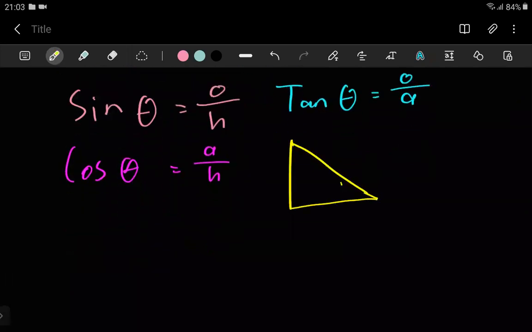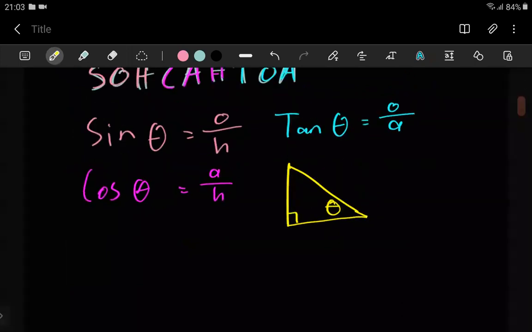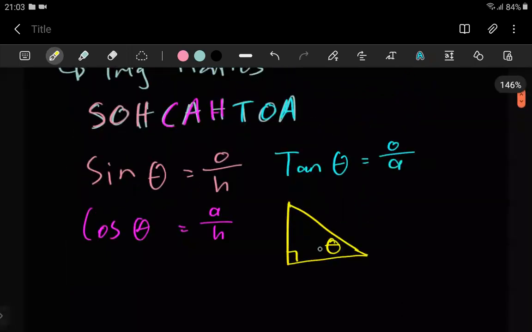In this right-angled triangle, you have an angle there, and then depending on where this is, this will be the opposite, this will be the hypotenuse. The hypotenuse is always the one opposite the 90-degree angle. You see, the longest one. And then the adjacent is the one directly next to your angle.